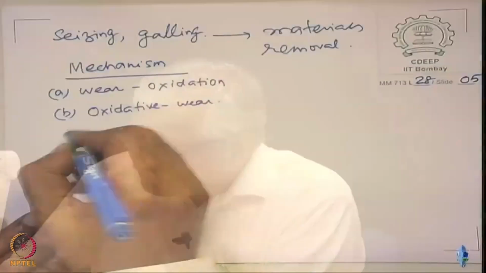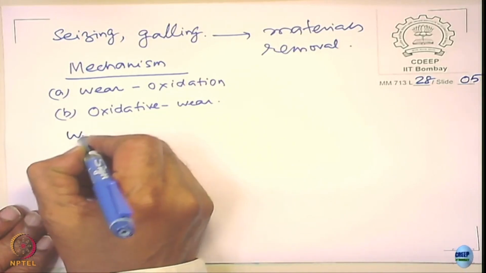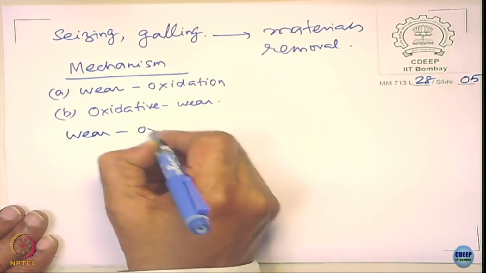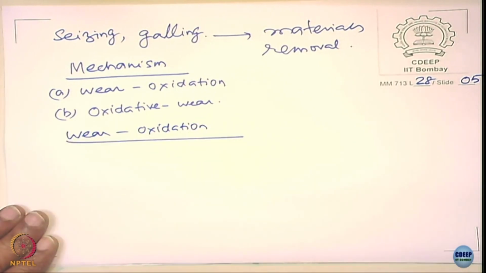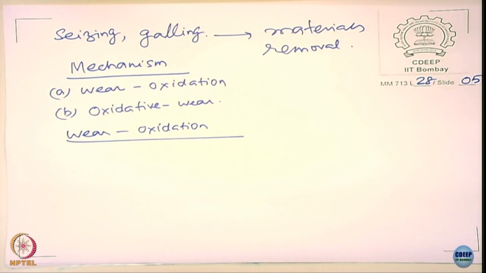So, that is what happens. If you want to do that schematically, you can say that the first is the wear oxidation mechanism. You have the contacting surfaces, and the contacting surfaces are not atomically smooth, right?